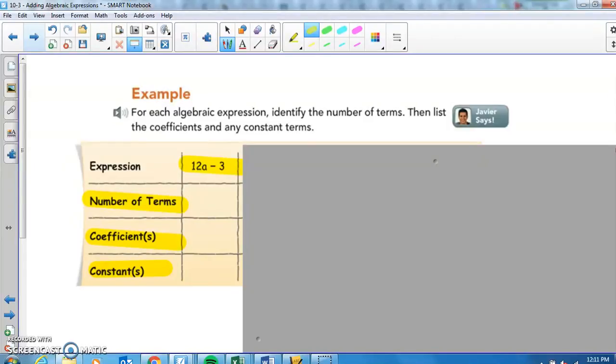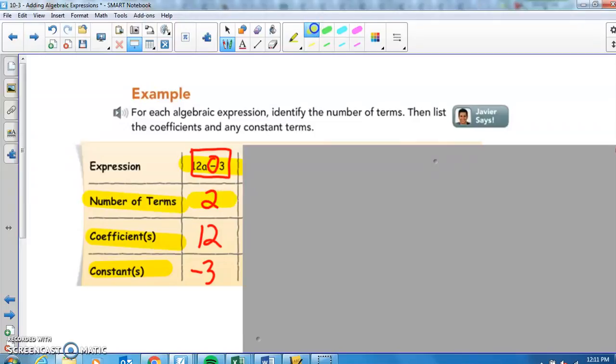Number of terms: I have 12a minus 3. I have 1 minus sign. The 2 things separated are the 12a and that 3. So the number of terms I have is 2. My coefficients: I have 1 variable. My variable is a, so my coefficient is 12. My constants: when you're finding your constant, you have to be careful to make sure you take the sign in front of it. My constant is not 3. My constant is negative 3.